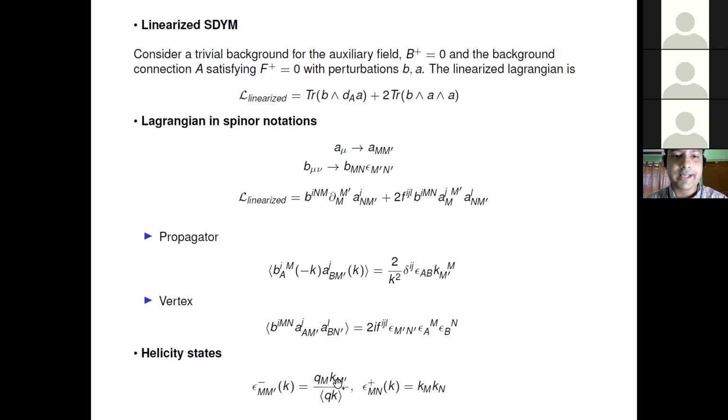Q and K, so Q is the auxiliary spinor. The auxiliary spinor stands for the gauge freedom of the theory. So if we shift the auxiliary spinor by some amount, the amplitudes remain invariant. So in that sense, it is an auxiliary spinor. The auxiliary spinor only enters the negative helicity polarization state.